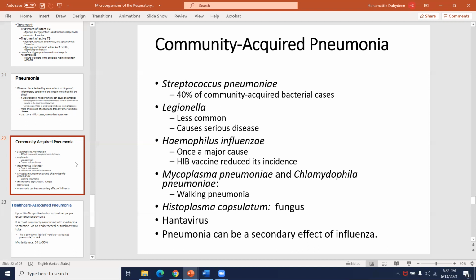Streptococcus pneumoniae is a gram-positive, what we call diplococci. Even though it's streptococcus, you generally find them in pairs a lot of times, short chains, but a lot of times in pairs.